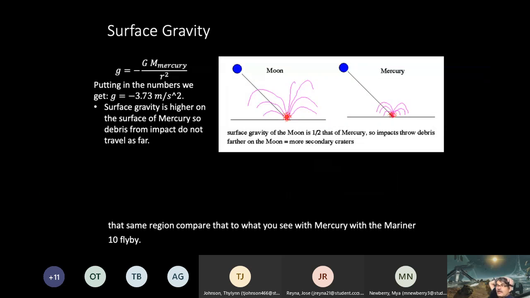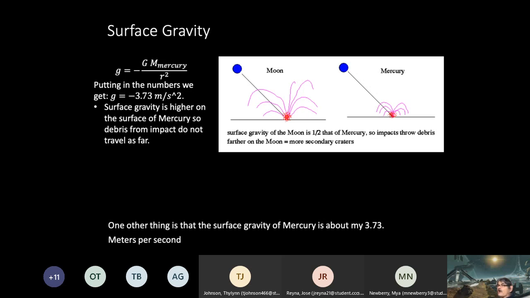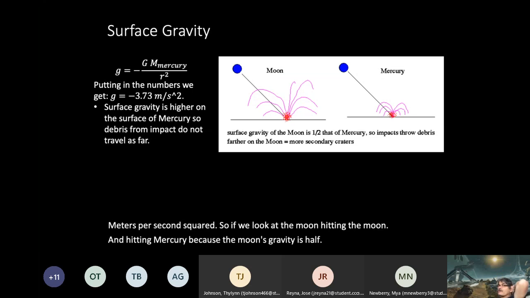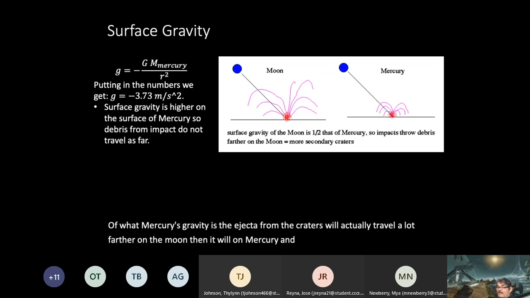Okay, so one other thing is that the surface gravity of Mercury is about 3.73 meters per second squared. So if we look at hitting the moon and hitting Mercury, because the moon's gravity is half of what Mercury's gravity is, the ejecta from the craters will actually travel a lot farther on the moon than it will on Mercury, and that's again because of the gravity.